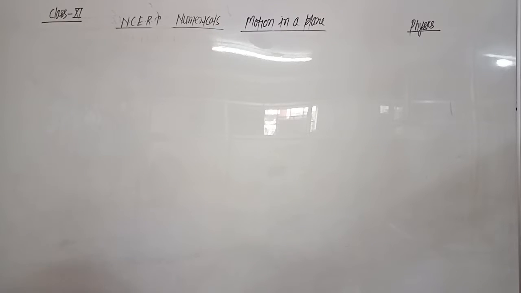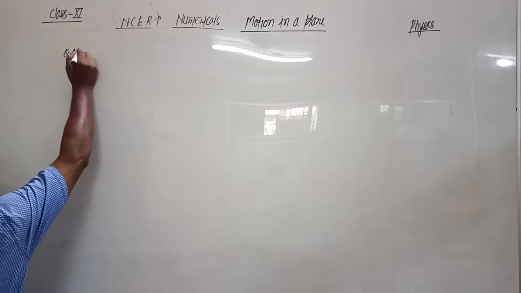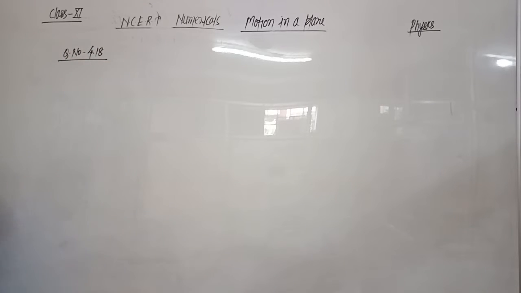We continue numericals on motion in a plane. And let us see question number 4.18. It is given that an aircraft executes a horizontal loop of radius 1 kilometer.